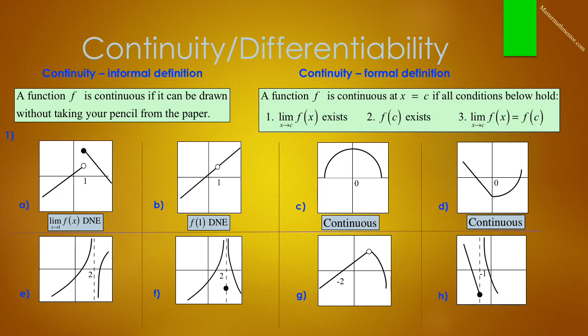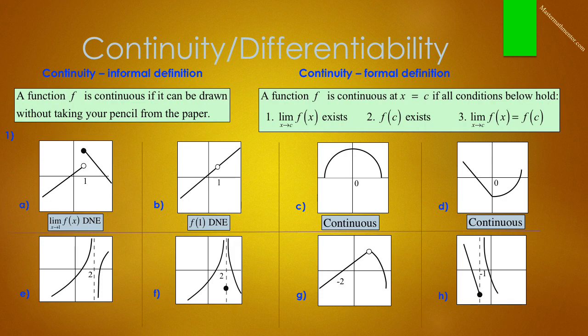A is discontinuous at x is equal to 1 because the limit of f of x as x approaches 1 does not exist. This is sometimes called a step discontinuity. B is discontinuous at x is equal to 1 because f of 1 does not exist. The limit exists, but f of 1 does not exist. This is sometimes called a removable discontinuity, and we'll see the reason why when we see this in algebraic form.